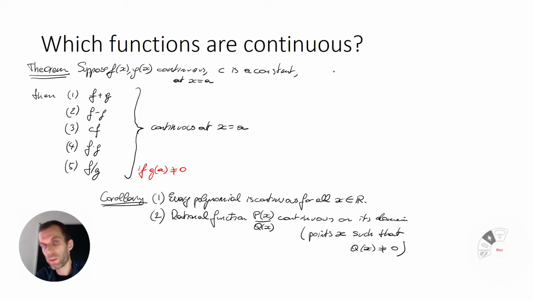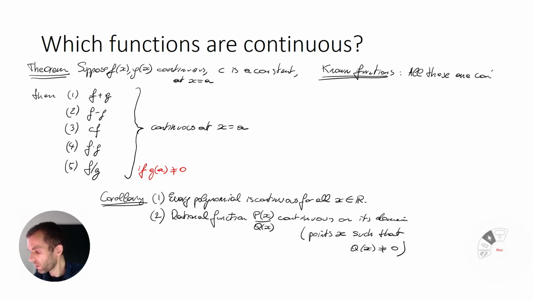And then last, there's a wide variety of functions that you already know that are continuous, and I'll just give them without motivating other than looking at the graph. So known functions, so all these functions are continuous on their domain. This is important. You have to check the domain.